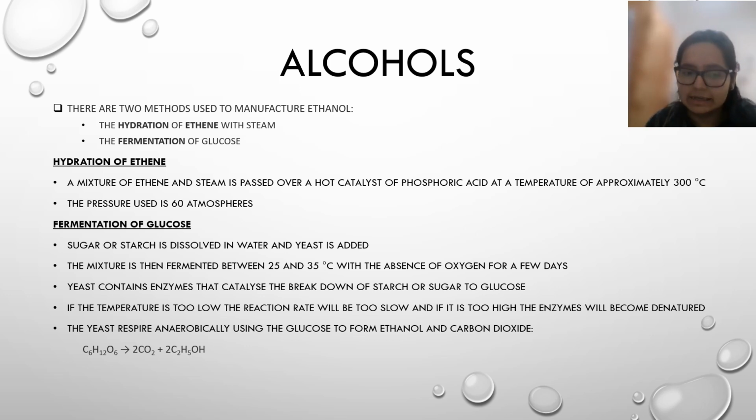C6H12O6, which is glucose. When it is respiring anaerobically, it is giving us carbon dioxide, CO2, and C2H5OH, which is ethanol. So these are the two ways in which we can manufacture ethanol.